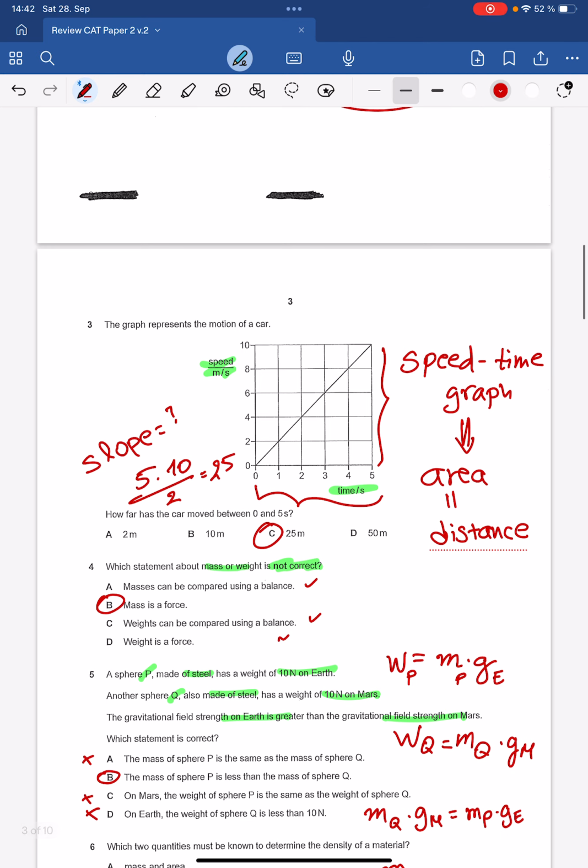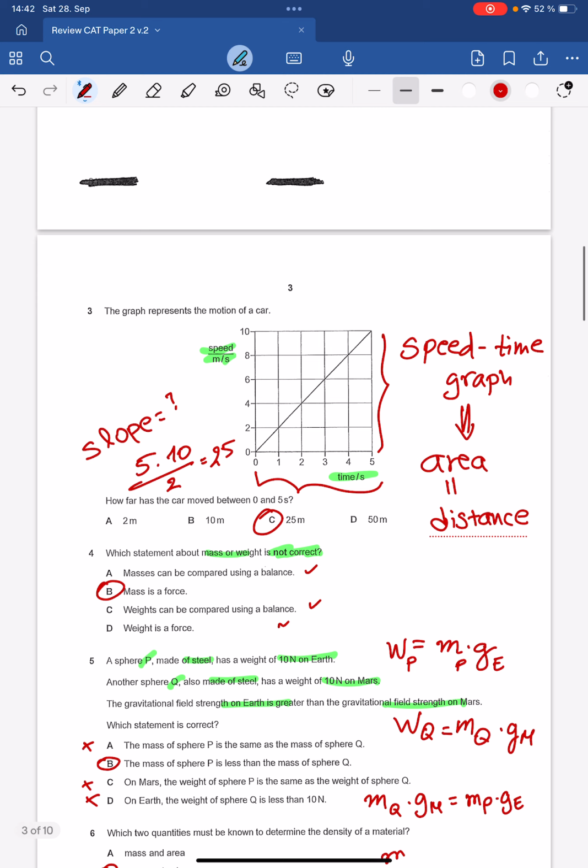Question 3. The graph represents the motion of a car. First thing I do is look at what variables I have on the x and y axes. On the y-axis I have speed, and on the x-axis I have time. Just by looking at this graph, before I even read the rest of the question, I should remember that the slope of this graph, the gradient on a speed-time graph, gives me what?